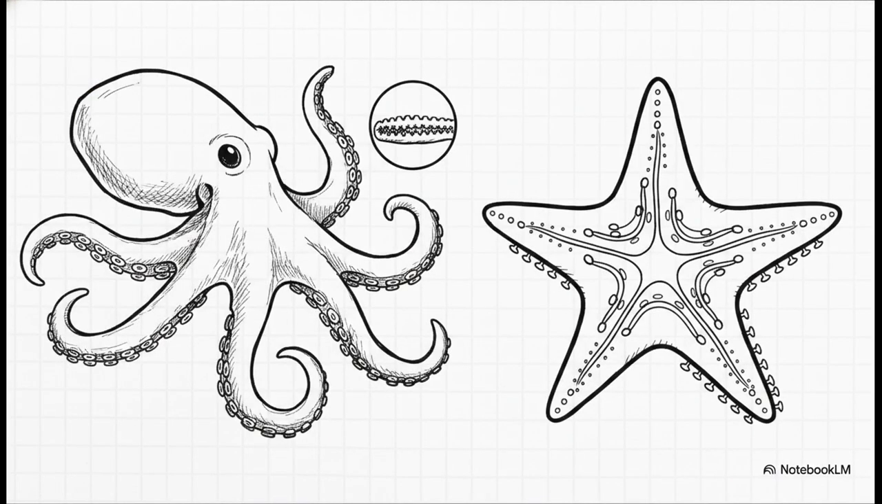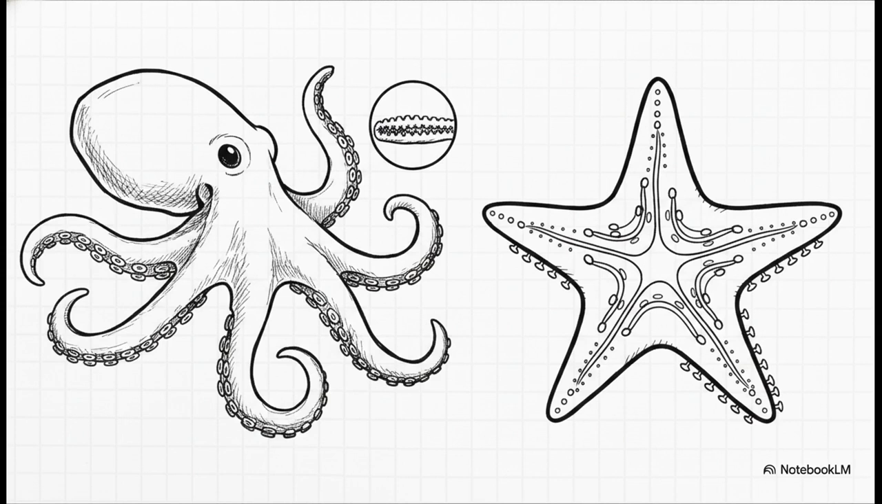Next up is the runner-up in diversity, Mollusca. This is the second largest phylum, characterized by wonderfully soft bodies that are usually protected by a shell-producing mantle and a really unique rasping organ called radula. Think of snails like Pila or the insanely intelligent octopus.